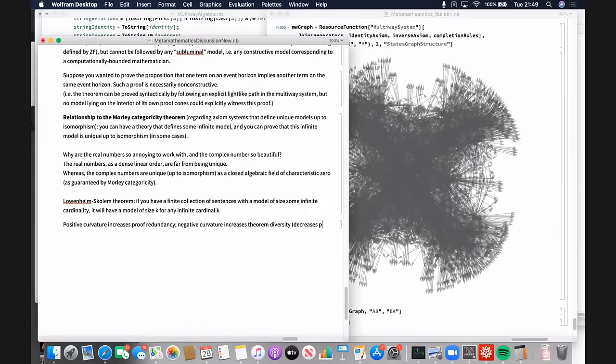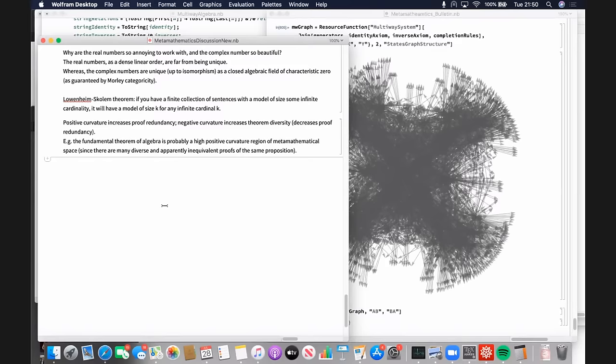In other words, a theory with positive curvature is one where there are few, it's like the elephant that knows a small number of big facts. The fundamental theorem of algebra is probably a high positive curvature region of metamathematical space. Well, let's understand what this means. Positive curvature means that you are focusing a lot onto a small number of theorems, basically. Or alternatively, you're saying that the number of equalities that exist, because we're really talking about equalities here, is comparatively small, as opposed to negative curvature.